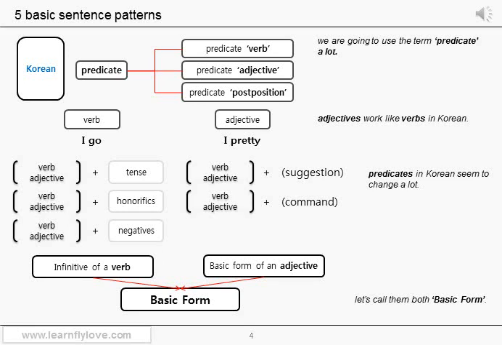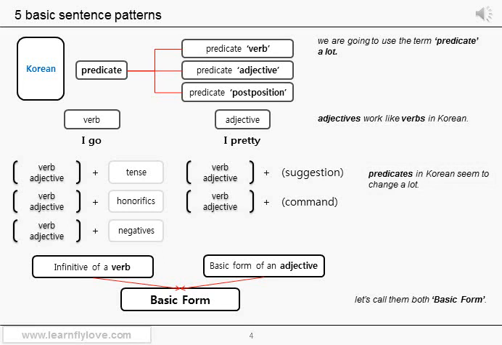Okay? For example, as we say I go in English, we say I pretty without a be verb in Korean. Do you understand what it means? Therefore, adjectives in Korean change their forms as verbs do when they are used as a predicate in Korean. We'll let you know what it means very shortly.